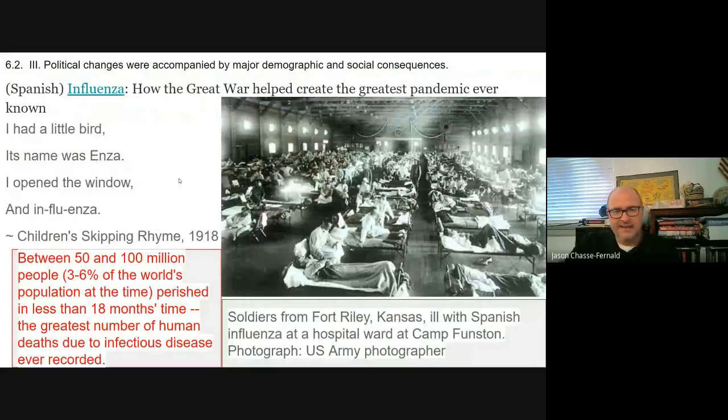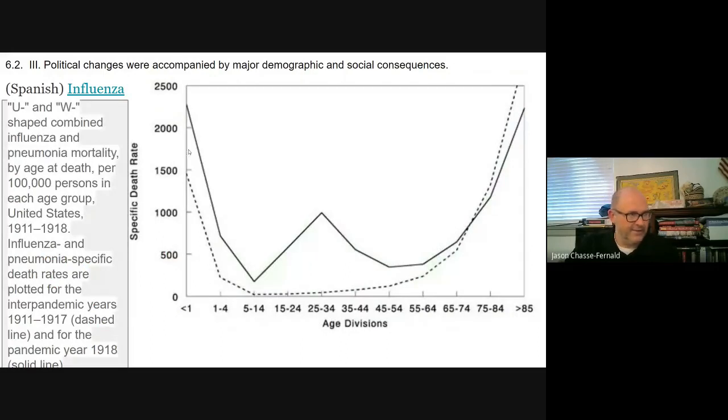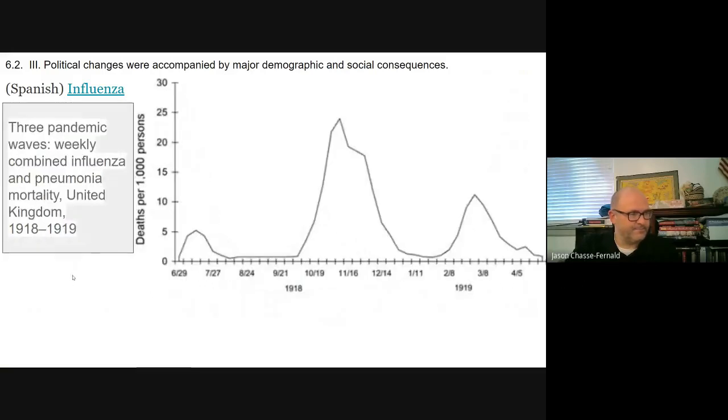So feel free to pause and read through this stuff, but when you talk about the Spanish flu, somewhere in the neighborhood of 50 to 100 million people died. The death rate is really shocking. And you can see when the pandemic hits, this classic W shape, when it came onto the scene, and then when it peaked.